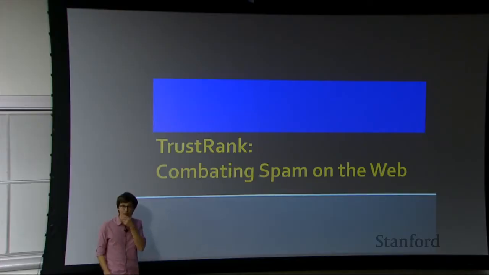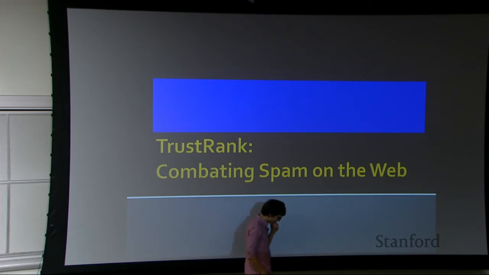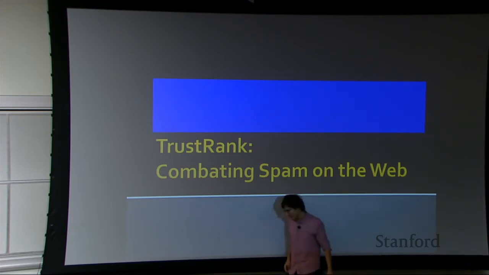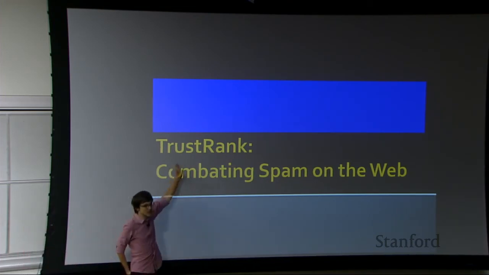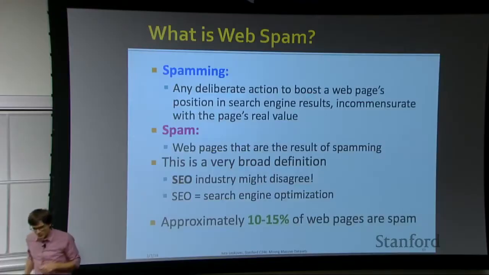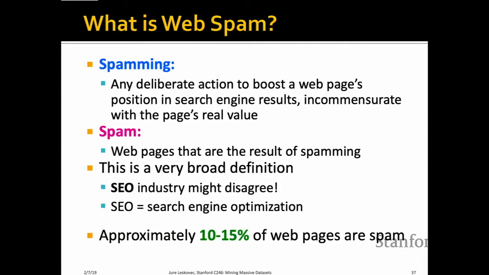So now what I want to teach you in the second part of the lecture is spam on the web and how you deal with it. The method we'll talk about is called TrustRank, okay? So let me give you the introduction. Spamming, the way it's defined, is any deliberate activity to boost a web page's position in the search engine results, and that's in conflict with the page's real value, right? Almost any search engine optimization is in some sense spam.